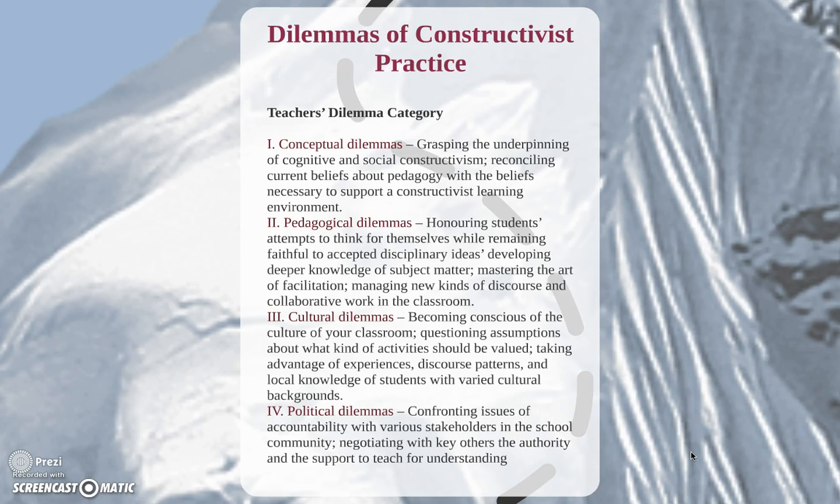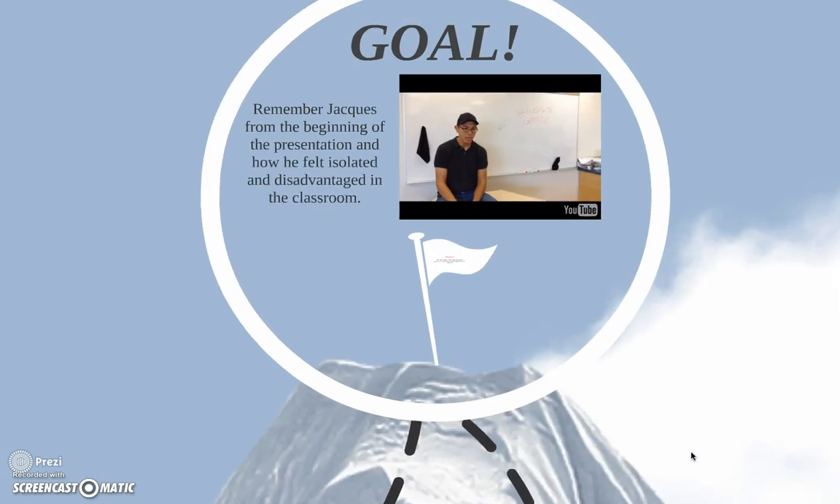The third dilemma is cultural dilemmas. This is becoming conscious of the culture in your classroom, questioning assumptions about what kind of activities should be valued, and taking advantage of experiences, discourse patterns, and local knowledge of students with varied cultural backgrounds. And the fourth dilemma is the political dilemma, where you must confront issues of accountability with various stakeholders in the school community, negotiating with key others of authority, and the support to teach for understanding.